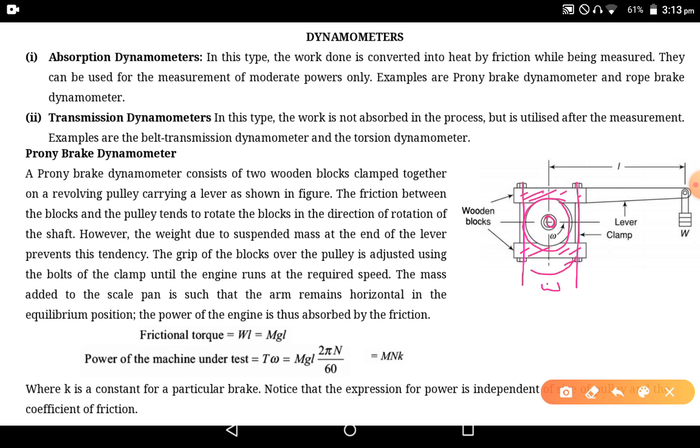And this wooden block has a lever attached to it, and on the other end of the lever you will put some weight, and the weight which we put is of an amount which can just hold this lever to a horizontal line, right?